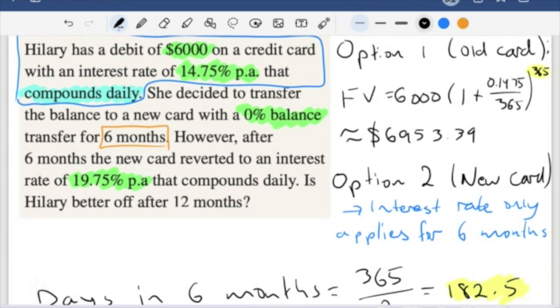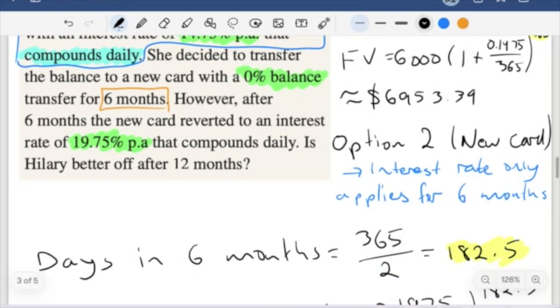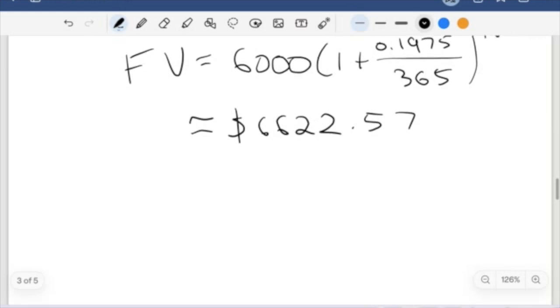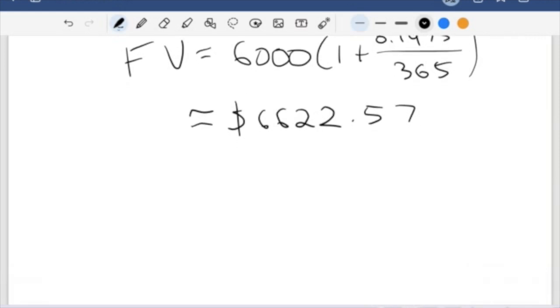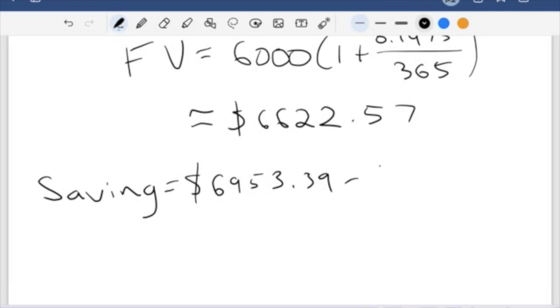So we can clearly see that there's less of a future value for the second option compared to the first option, which means it pays off more to go with this second card, to actually transfer the balance over to this new option. And we find the saving by just seeing the difference between the two. So Hillary is actually better off with this second option. Let's just calculate the saving, because when you go ahead and do this in your own lives when you're comparing credit cards, you want to actually see how much money you are saving. So we're going to take 6,953.39 and subtract 6,622.57.